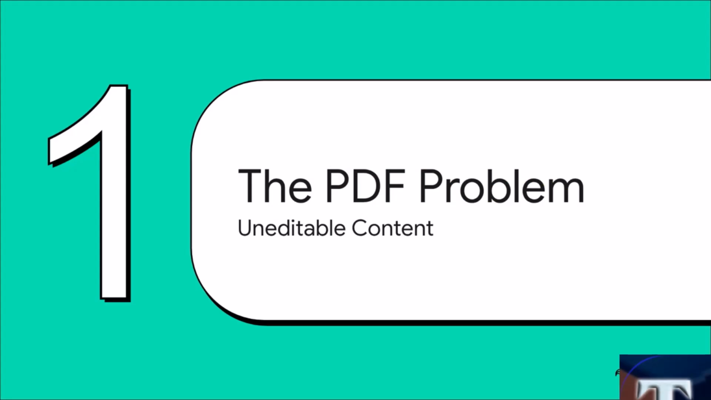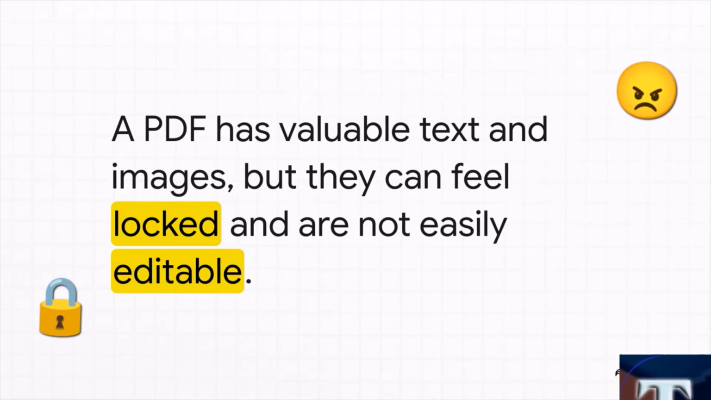So let's just quickly talk about the problem itself, because this is something that trips up so many of us in our day-to-day work. You're looking at this document, and it has everything you need. The text, the charts, the images, but it's just static. Trying to get that content out can feel like a huge headache. But what if the solution was already right there, waiting for you?